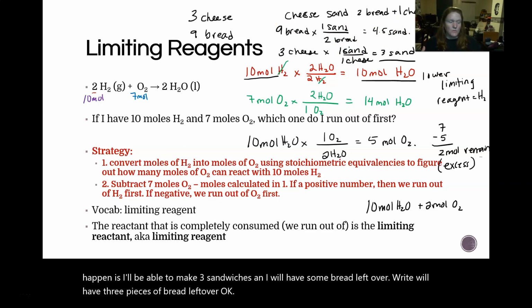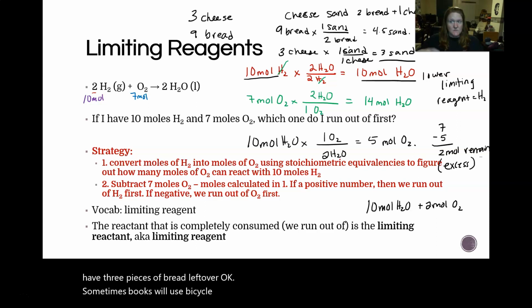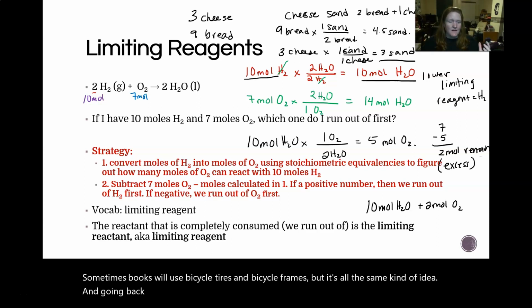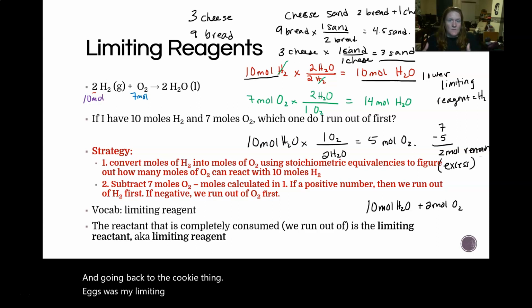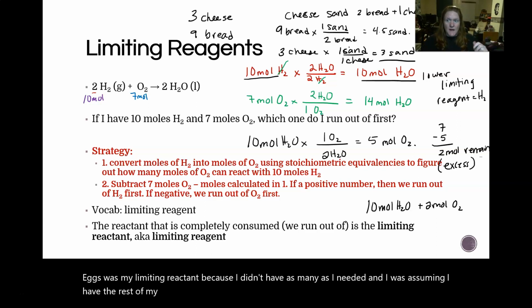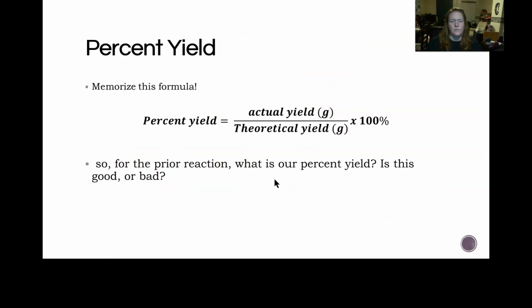Sometimes books will use bicycle tires and bicycle frames, but it's all the same kind of idea. And going back to the cookie thing, eggs was my limiting reactant because I didn't have as many as I needed, and I was assuming I have the rest of my ingredients, right? And so eggs are limiting how many cookies we can make. Okay, so once we know the limiting reactant, you can figure out how much product can be made.